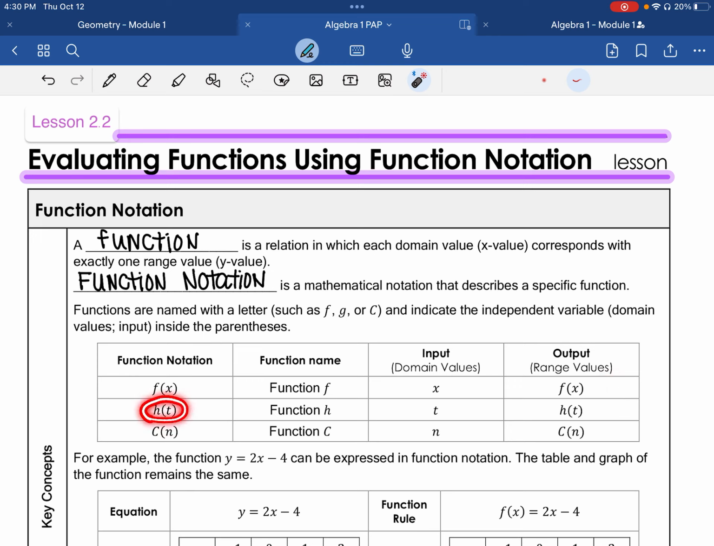Notice here, h of t, our function is called h. Our input values, our domain, are t. They're just replacing the x with t. And of course, y is being replaced with h of t. And our last one, our function notation is c of n. Our function's name is c. Its domain values are n, which are just replacing our x values, and our y values are being replaced by the function notation c of n.